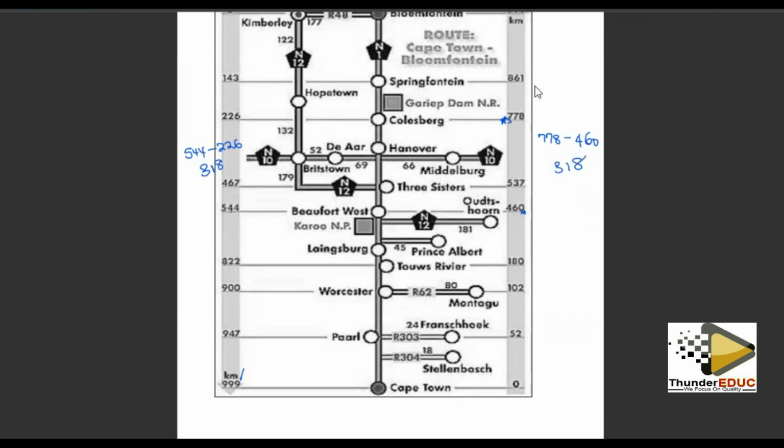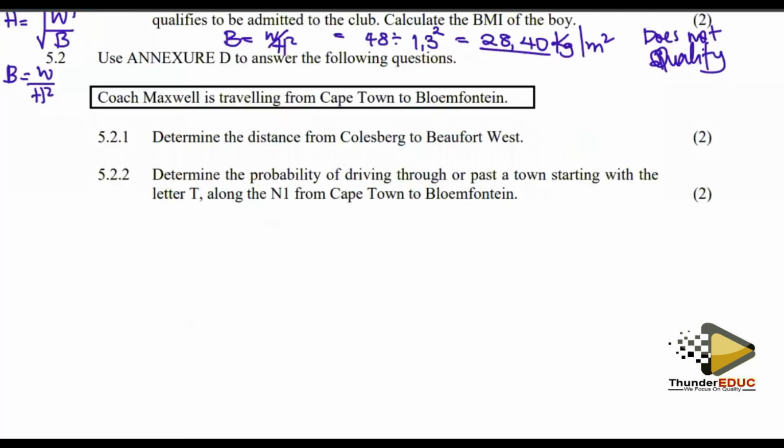So the numbers that you see in between here mean the distance from the main road up to here, it's 18 kilometers. The distance from here to this place is 24. These small numbers are the routes that you're using. You understand? The distance from here up to there, this is N12. You'll be having 181. Okay, so the distance between Colesberg and Beaufort West is 318. Don't forget, these are kilometers.